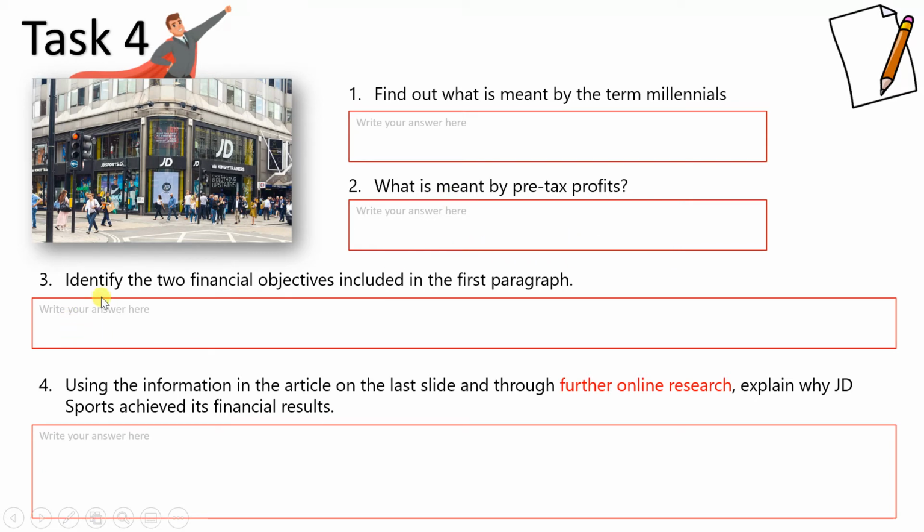Question 3, identify 2 financial objectives included in the first paragraph on the JD Sports case study from the last slide. Question 4, using the information in the article on the last slide and through further online research, so that's your own work, explain why JD Sports achieved its financial results. So you can find a reason or 2 on the last slide, but you need to add a reason or 2 as well, which is your independent work.